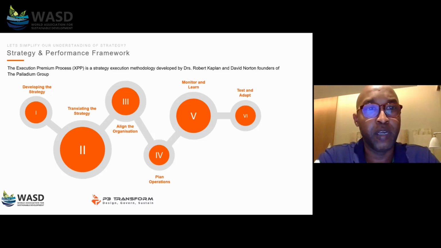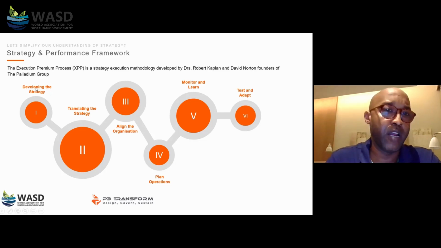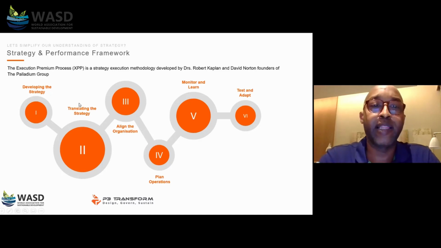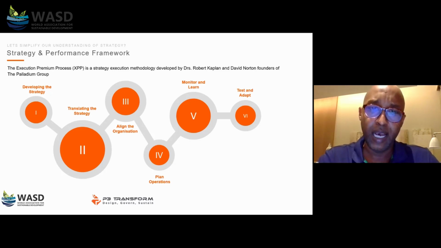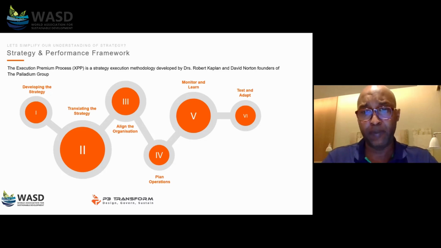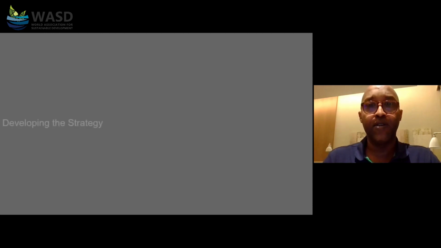So we've come up with a very, very simple framework that we use throughout our engagements with clients, where we talk about strategy in terms of the various phases it goes through. We start with developing the strategy. Then we take that strategy and translate it into something meaningful and digestible to the organization in the various areas. Then there is a phase of aligning the various components of the organization with that translated strategy. And from that point, just going and doing the planning and so on.